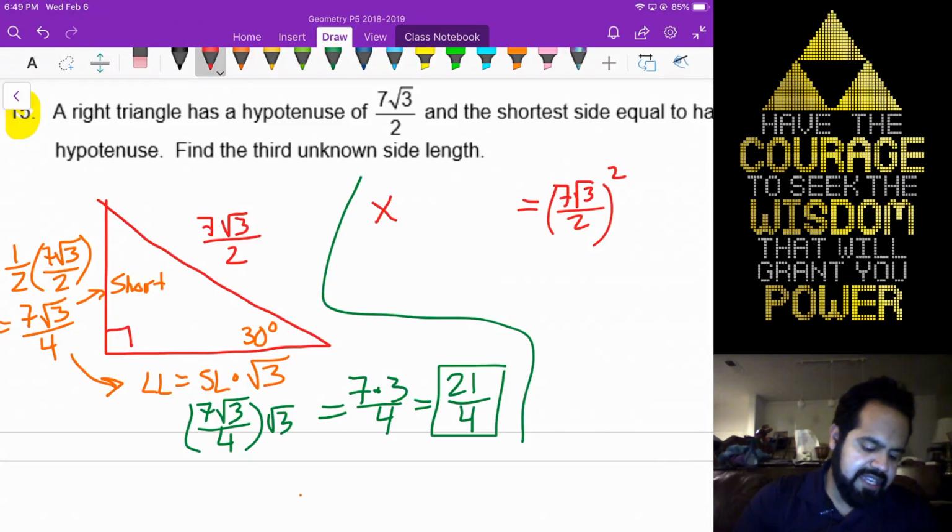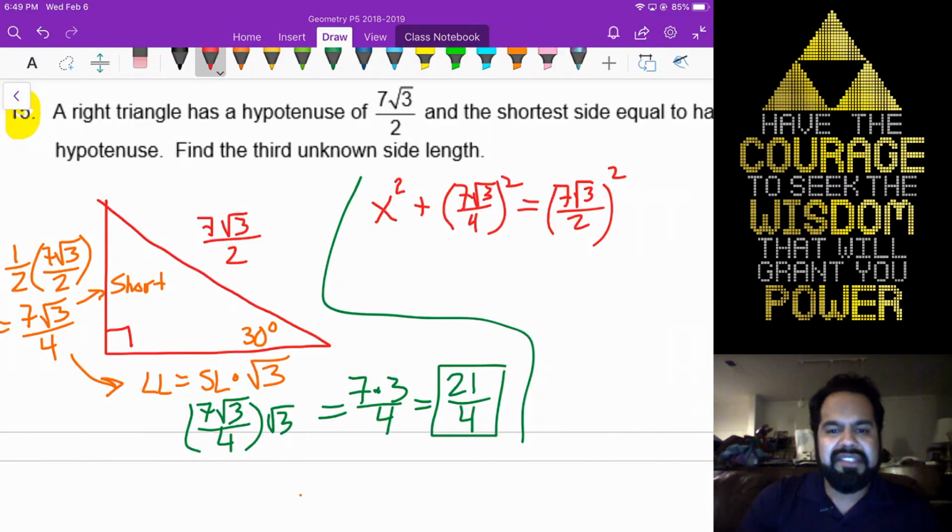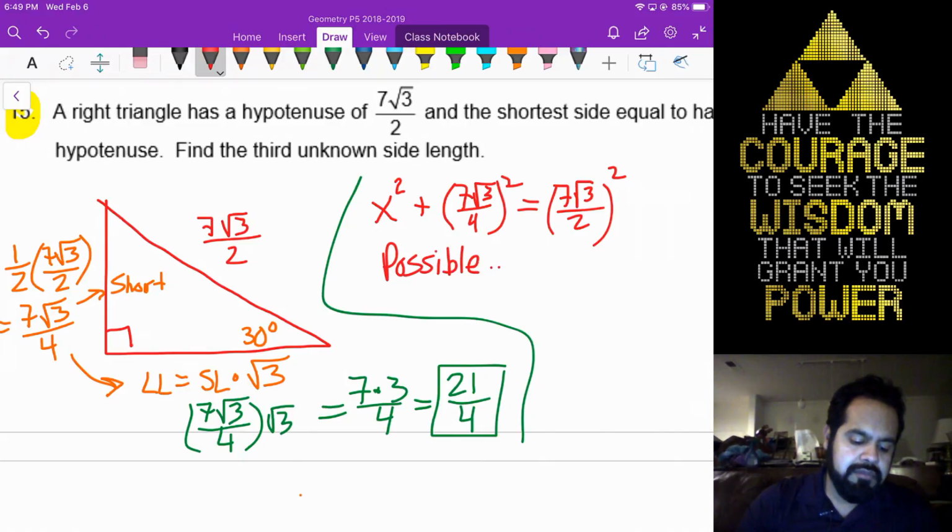Let's call the other side x squared plus 7 rad 3 over 4 squared. And I'm going to be honest with you guys, this is not going to look pretty because I got to square the 7, then take the square root of 3 and square that, multiply that with what 7 squared is. Then I have to square the 4. You're dealing with fractions. So it's possible, but not optimal.